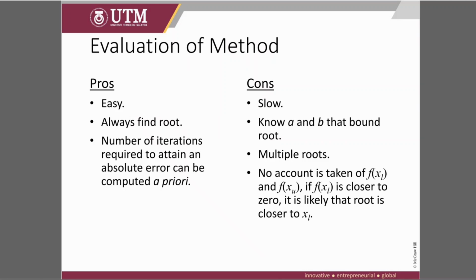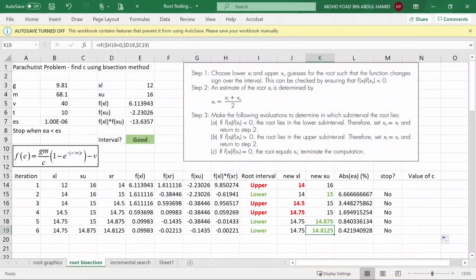Okay, so I hope you can see now that the method is easy. You can always find a root as long as you have confirmed the first step. The first step was this one here. So we make sure there's a root in between the lower and upper bracket. So I have found this.